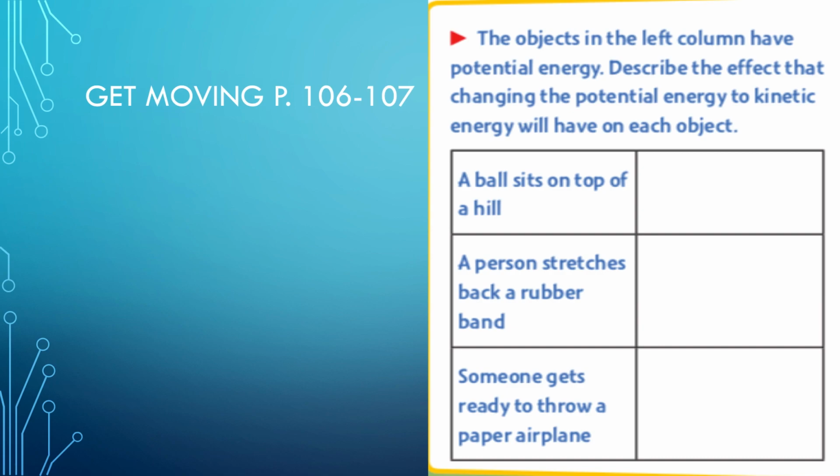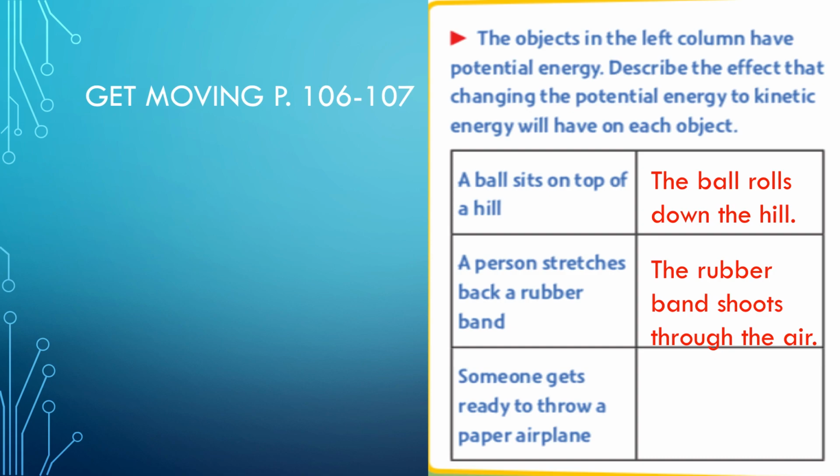Let's review these pages. The objects in the left column have potential energy. Describe the effect that changing the potential energy to kinetic energy will have on an object. A ball sits on top of a hill. The effect would be that the ball rolls down the hill. A person stretches back a rubber band. The effect would be the rubber band shoots through the air. Someone gets ready to throw a paper airplane. The effect would be that the airplane flies.